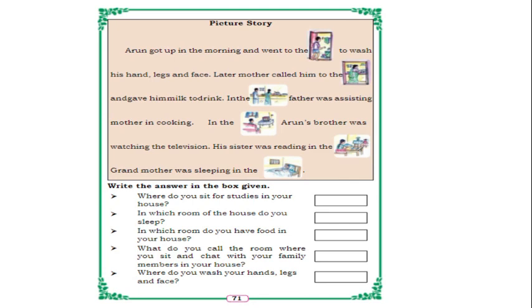Later, mother called him to the kitchen. Isn't it? Kitchen, and gave him milk to drink. In the kitchen, father was assisting mother in the cooking. In the living room, Arun's brother was watching the television. His sister was reading in the study room. Grandmother was sleeping in the bedroom. Isn't it, children?